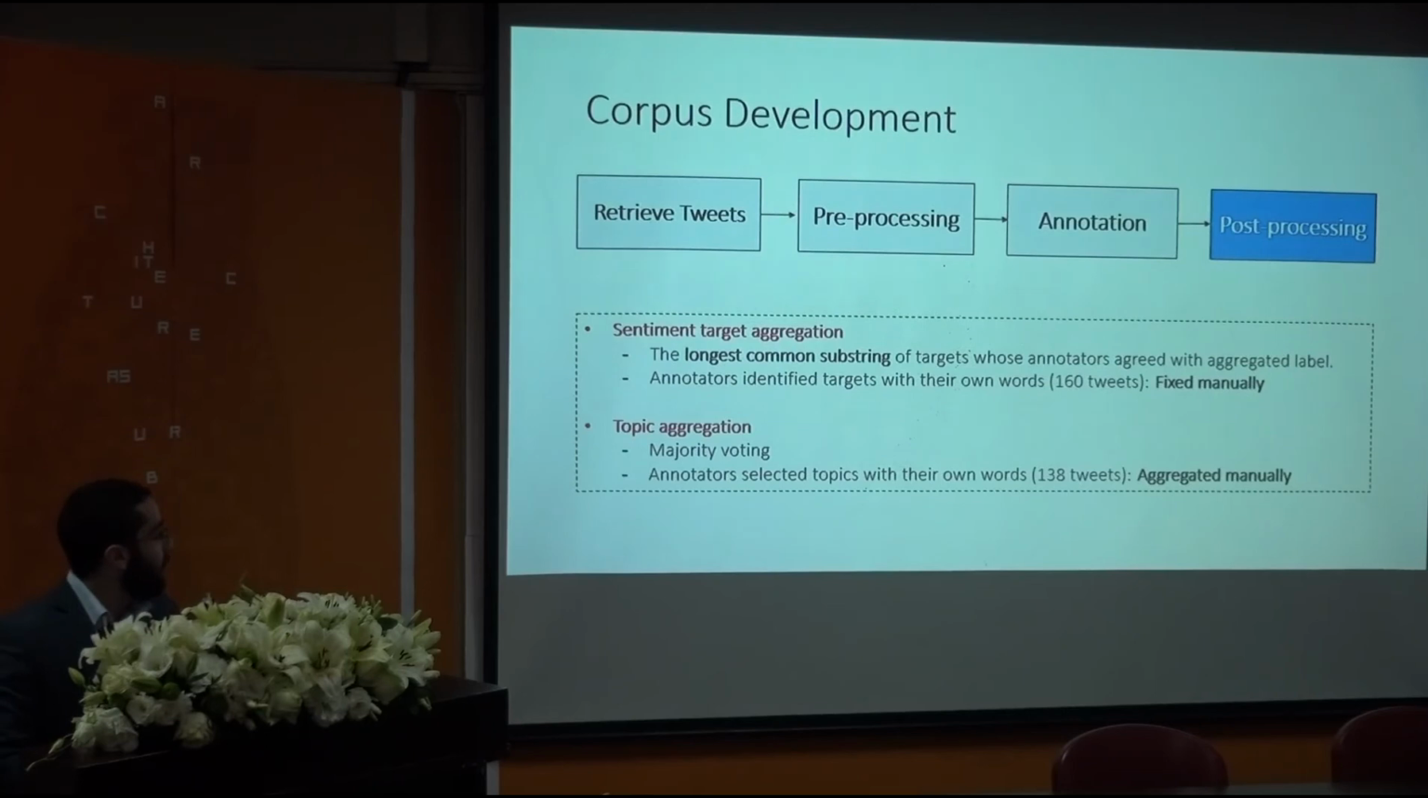For sentiment target aggregation, the longest common substring of targets was chosen. Here, annotators manually chose the targets from the sentence. To have the most agreement, we chose the longest common substring. And when they identified targets with their own words, we fixed those manually. For the topic aggregation, since it was on a 4-point scale of personal, politics, sports, or other, we chose majority voting. And finally, the 138 tweets annotated in their own words were fixed manually.